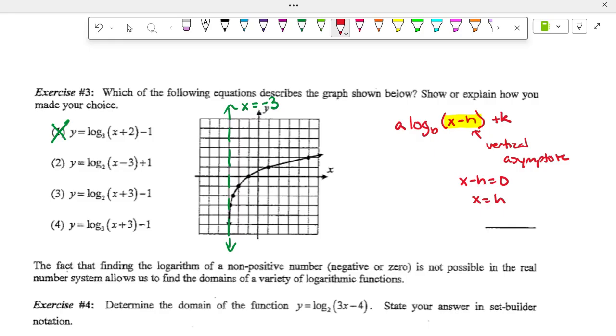So based off of that knowledge, which other of these 3 functions can I eliminate? I can eliminate 2, because if I set x minus 3 equal to 0, I will not get -3 as my answer. I get +3. Because x plus 3, set it equal to 0, subtract the 3 from both sides, x is equal to -3, which is my vertical asymptote.